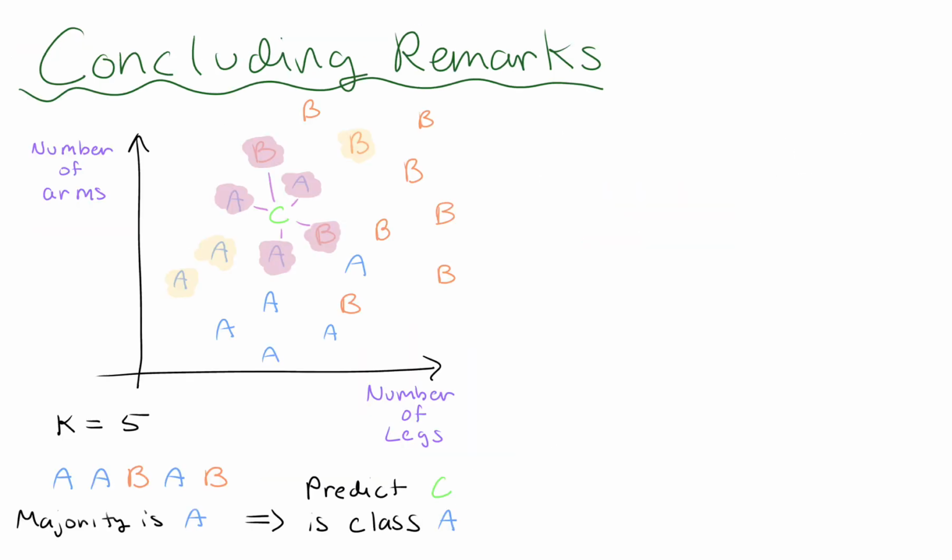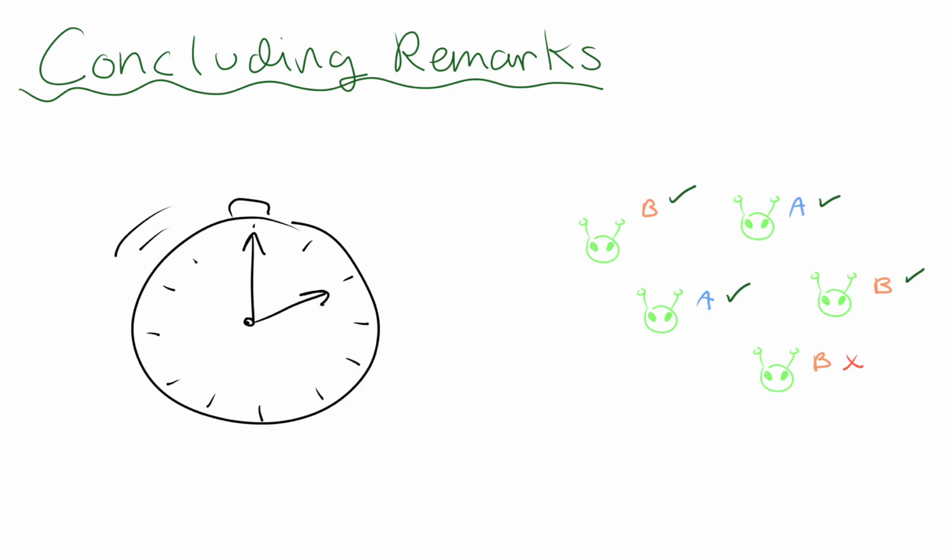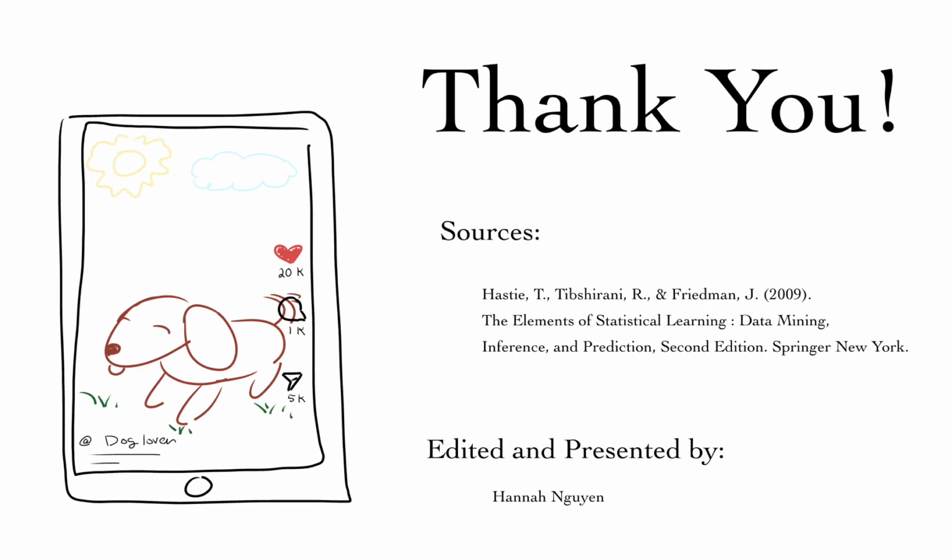KNN shows us that a simple idea that similar ideas are grouped together can help us tackle a complicated problem, predicting the class or value of a data point. There's many ongoing research in this field, such as reducing computation time and higher accuracy. Now we can understand how TikTok and other social medias can quickly recommend you new dog videos easily.